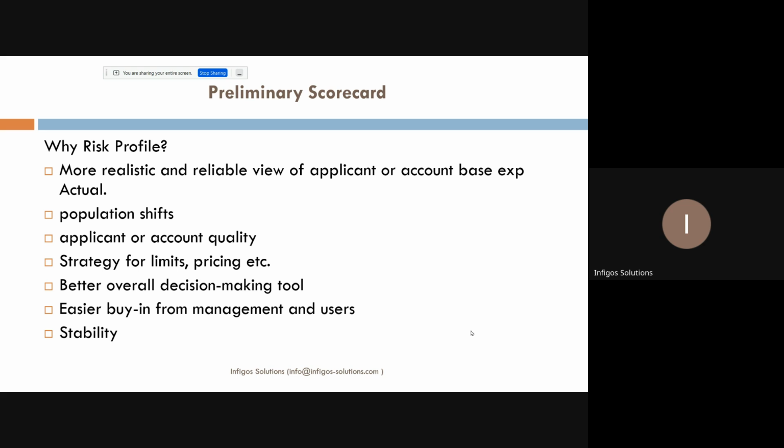When you use the risk profile, it basically helps you make sure there is no population shift. Quality of the applicant is very good. And you can set the limit. You can do the pricing. So everything you can do when you do the risk profiling.